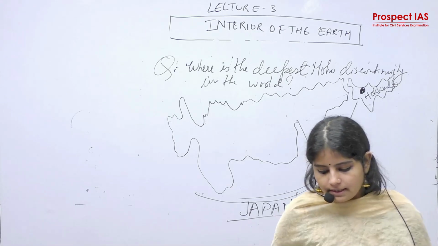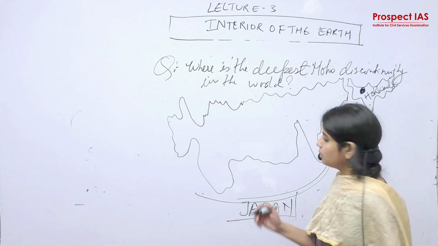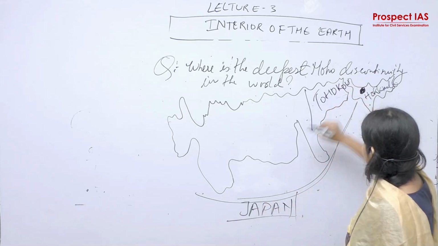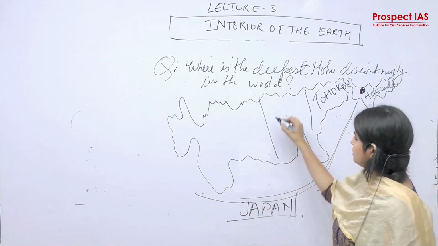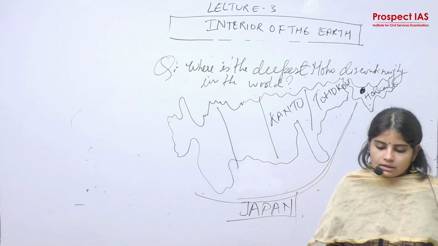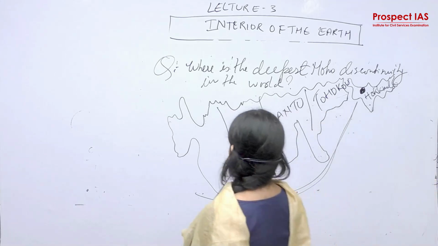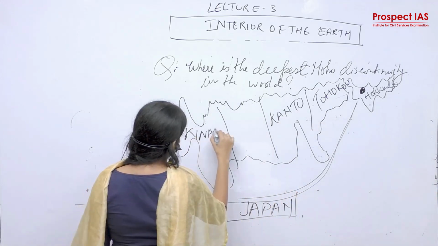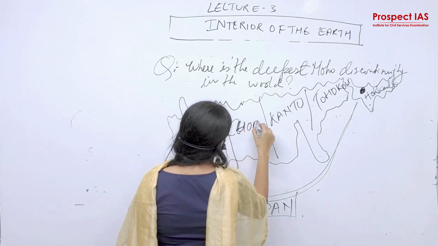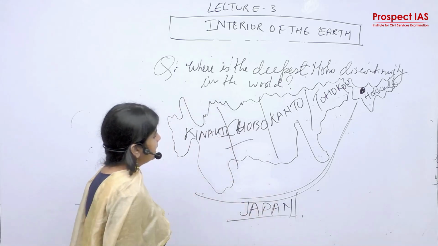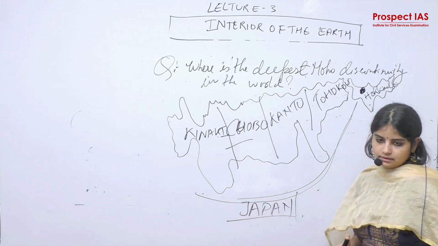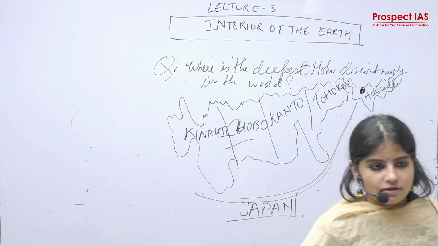Okay, so these are the islands: Tohoku, Kanto, Kinki, we call it Kinki, and so on. These are the islands, and this is the last one. Hokkaido faces all the after effects and implications of the Moho discontinuity.